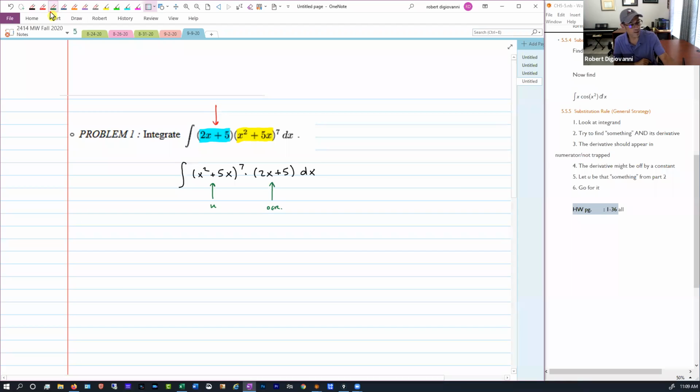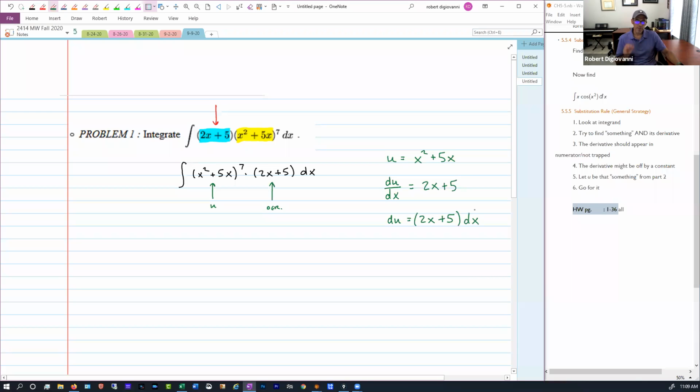So with that said, let's do this. I make a substitution: u is equal to x squared plus 5x. I take the derivative of u with respect to x, and that gives me 2x plus 5. Now the next step, I'm going to do this every single time I do a u substitution: I'm going to multiply both sides by dx.